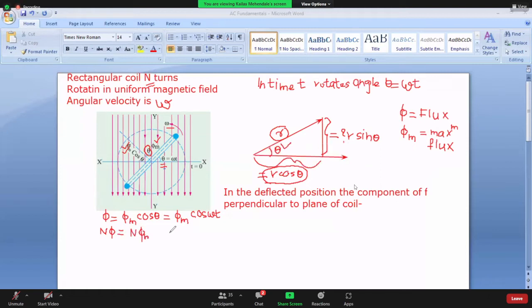Okay. Because this will be asked in the exam. Law of electromagnetic induction.